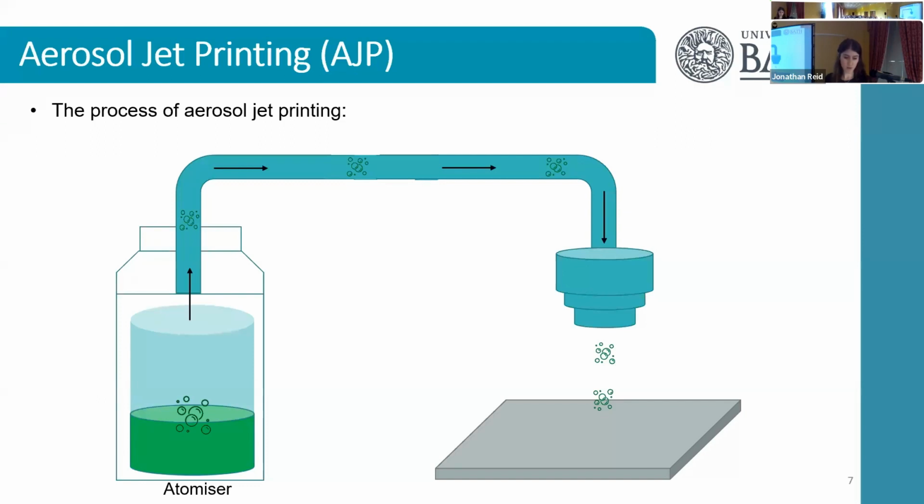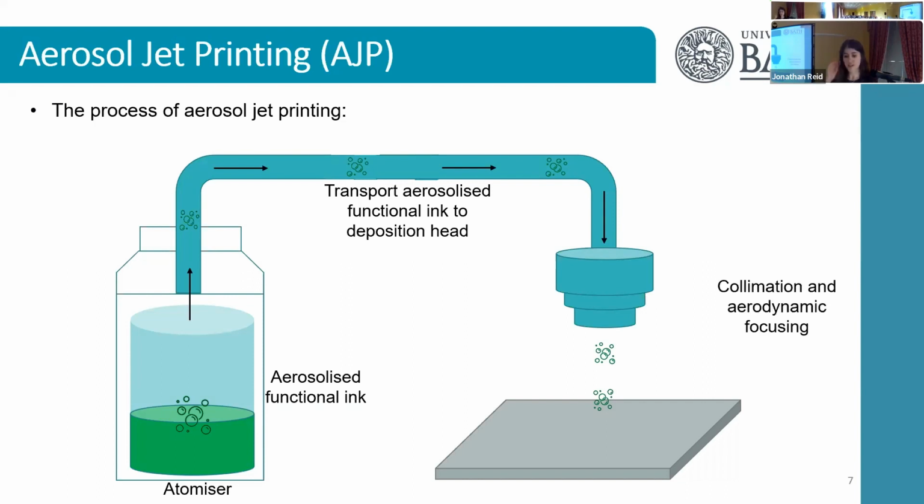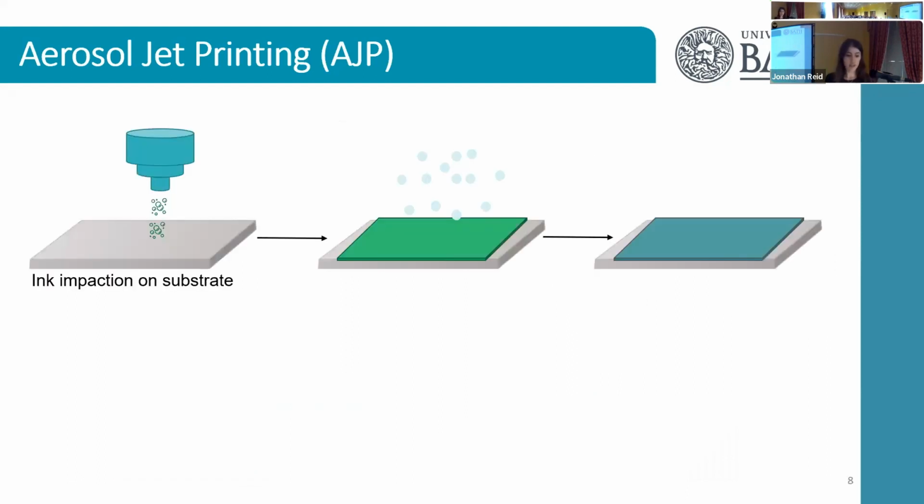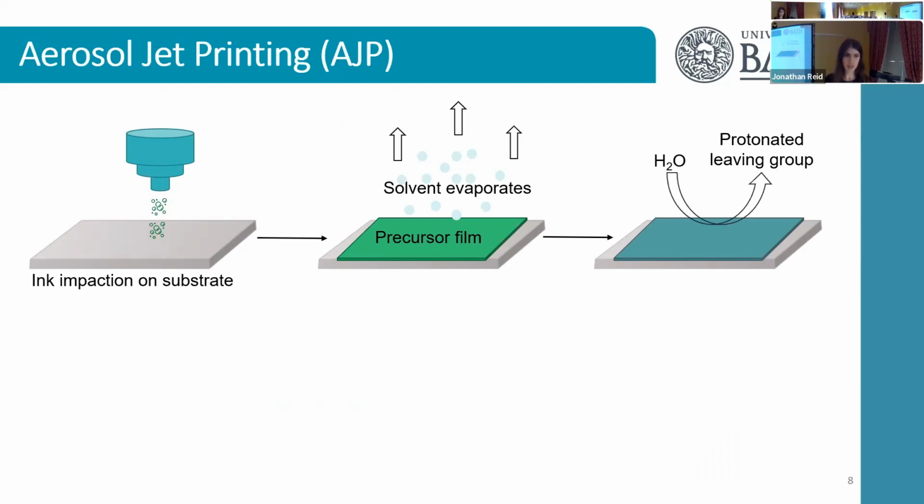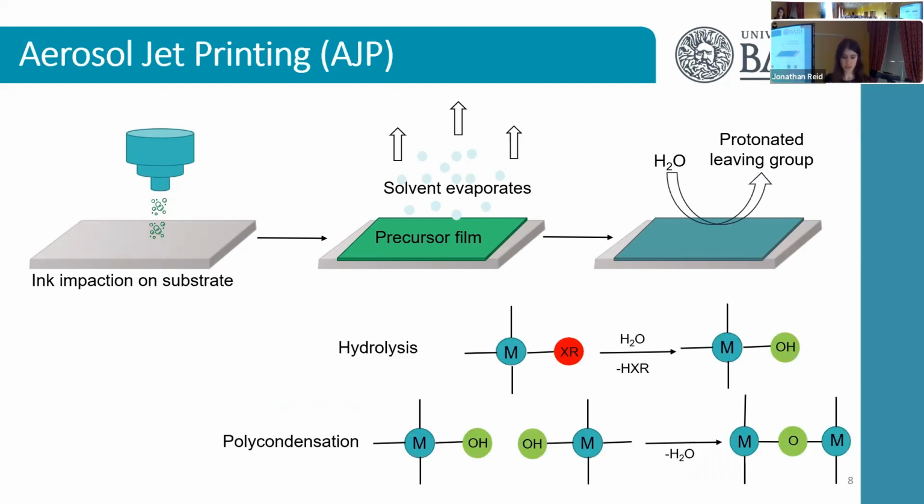Aerosol jet printing works by first you aerosolize your functional ink. This then gets transported to the deposition head via an inert carrier gas, where it undergoes collimation and aerodynamic focusing before impaction onto the substrate. Once you have ink impaction onto the substrate, the solvent that keeps the ink fluid throughout the process evaporates, and you're left with a film of your precursor. This precursor then goes on to react with ambient moisture via this hydrolysis polycondensation reaction to give your desired metal oxide film.